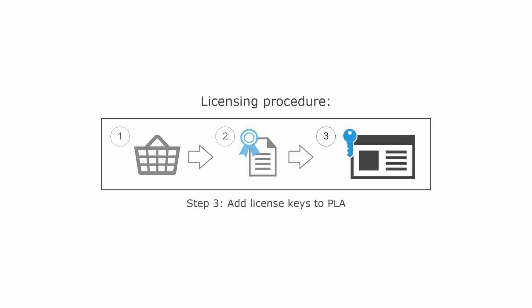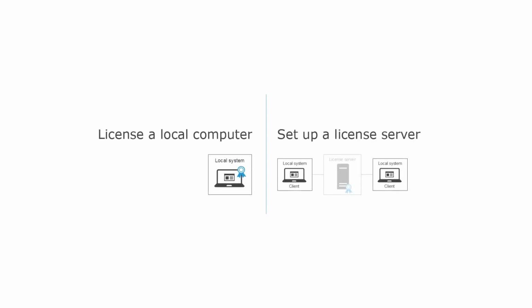In the third step, we will add the license keys to PLA. If you set up PLA licensing through a license server, perform this step on each computer running PLA, not the server. In addition to the vendor to customer file, you have received a PDF document with license keys from us. Make sure you have it available.